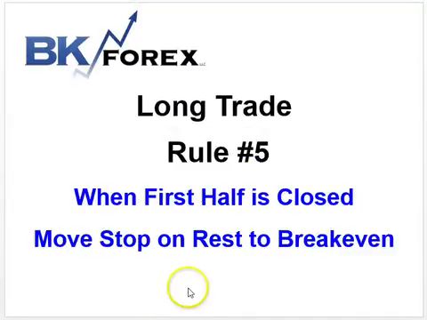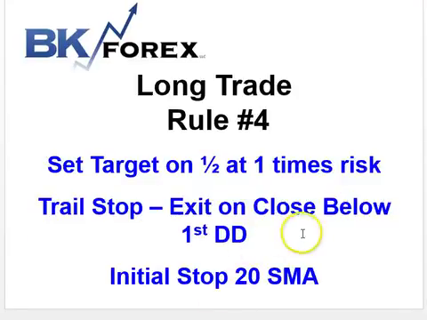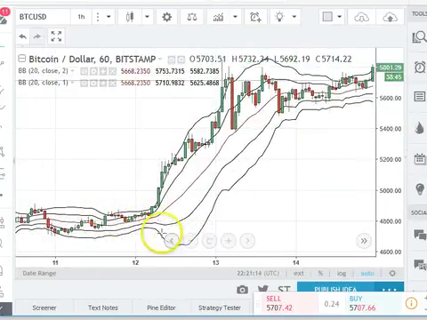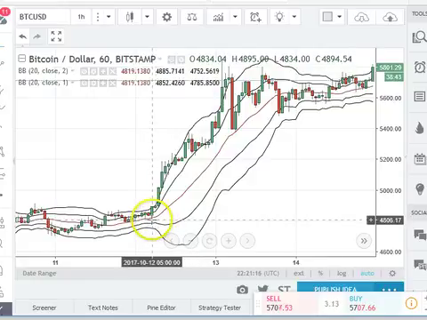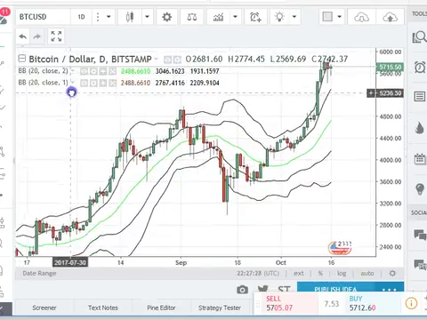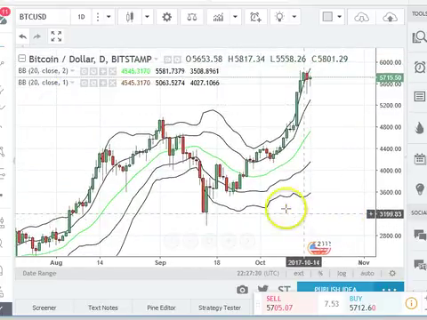When the first half of the position is closed, you move your stop to break even, and that's when you trail using the Bollinger Bands. It sounds complicated, but when we look at the charts, it'll be much easier to explain. Let me start by explaining it from a really long uptrend. Okay, I was actually on the wrong time frame, the 1 hour chart. You want to use this on a daily chart. That's when it's most effective.